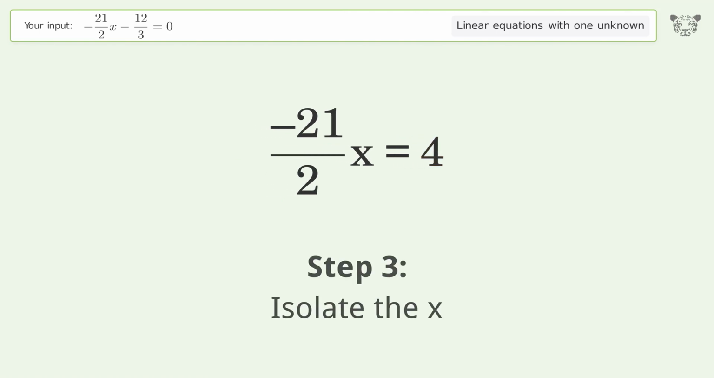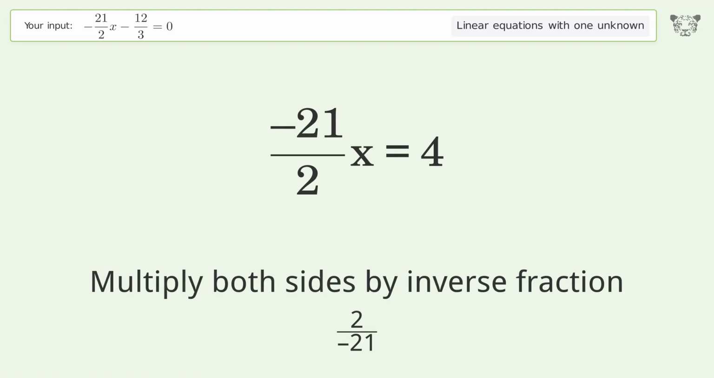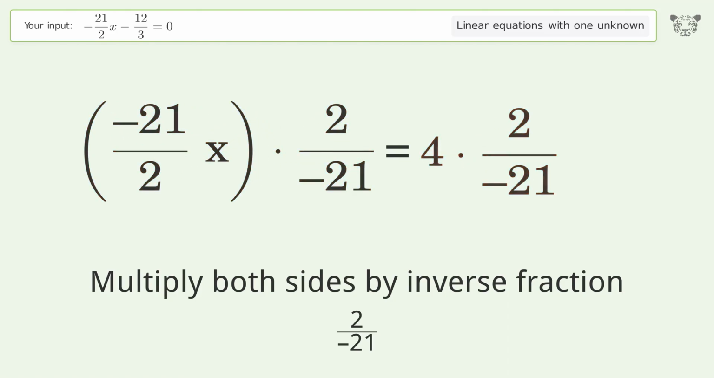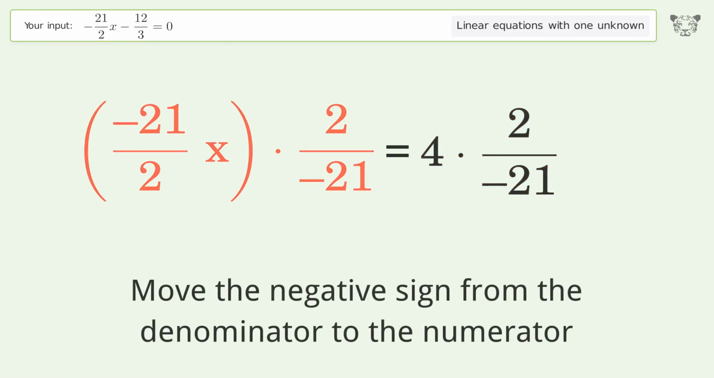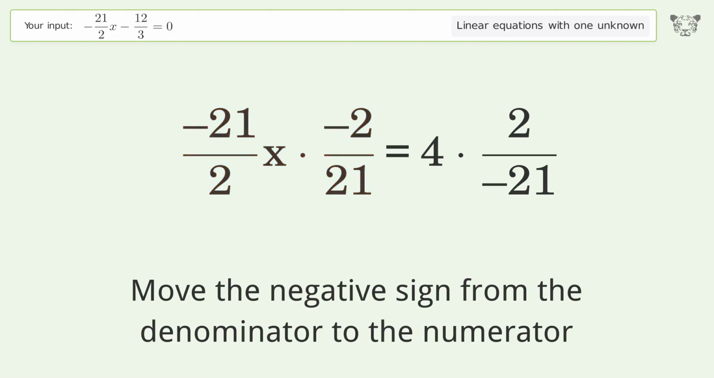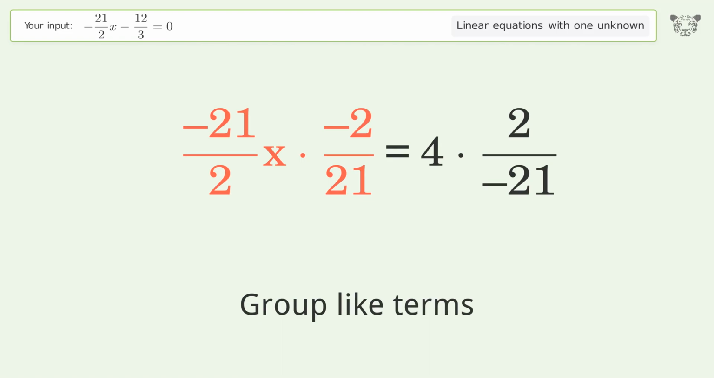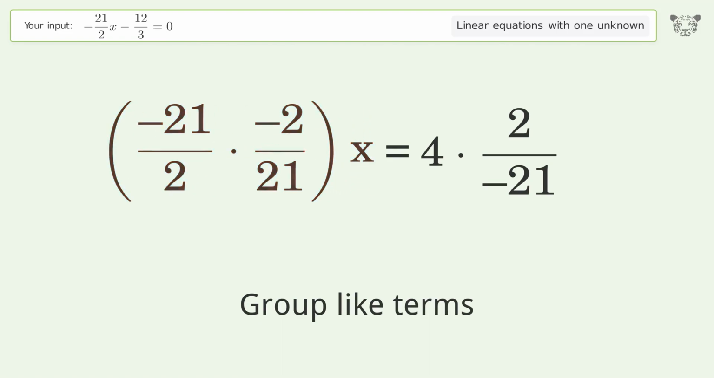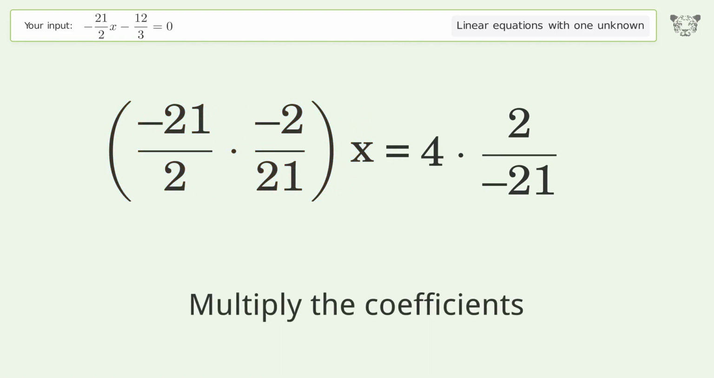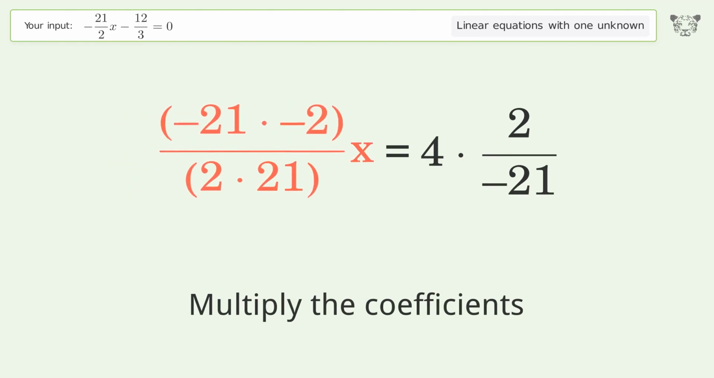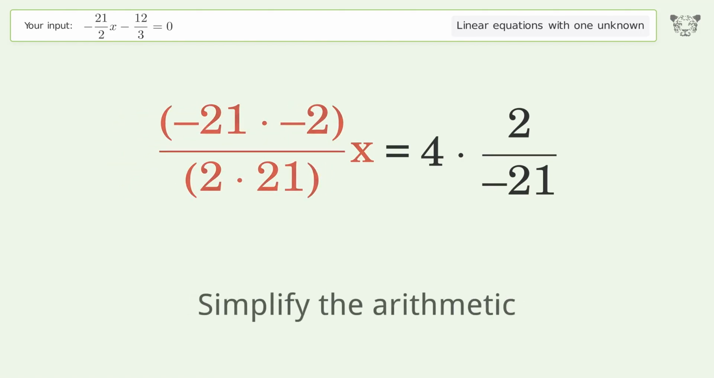Isolate the x. Multiply both sides by inverse fraction 2/-21. Move the negative sign from the denominator to the numerator. Group like terms. Multiply the coefficients. Simplify the arithmetic.